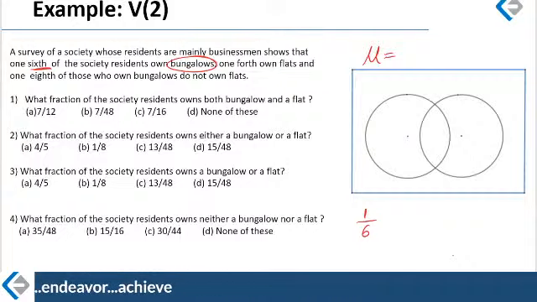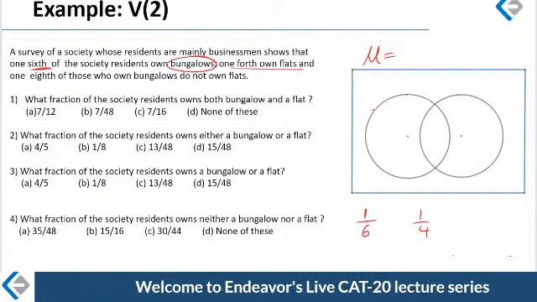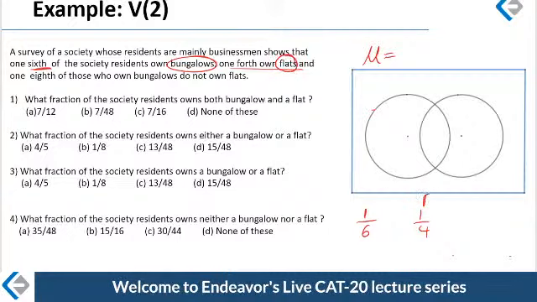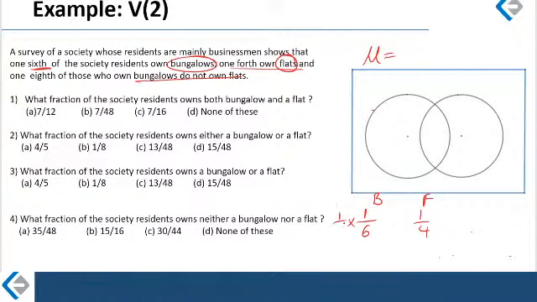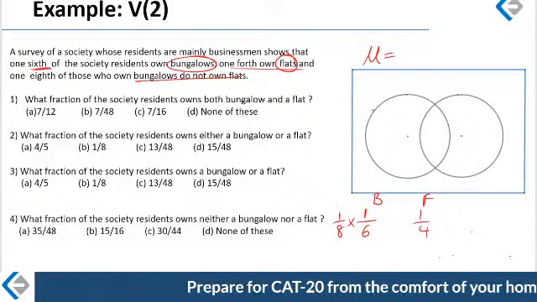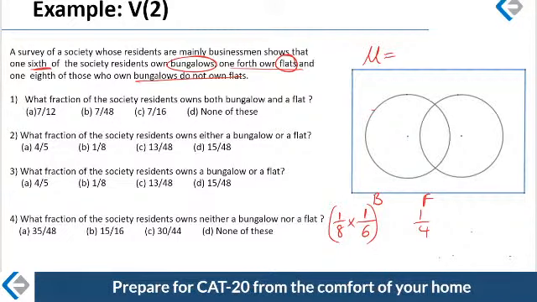All right. Okay. And 1/4 own flats. Good. That's with respect to flats. And this is with respect to bungalows. And 1/8 of those who own bungalows do not own flats. Oh, which means I've got to be able to take 1/8 of this number as well. So therefore, this is the compounding effect, right?